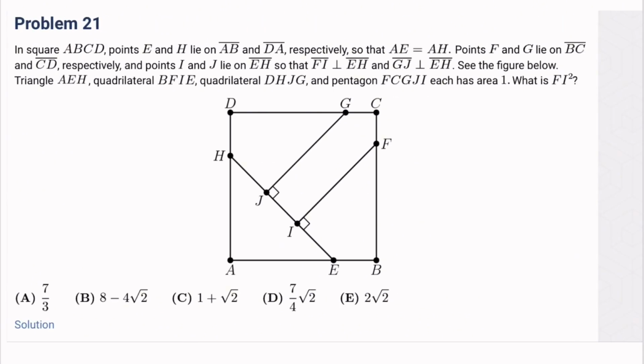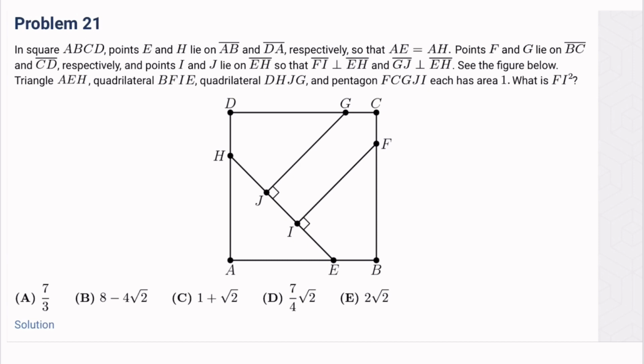Number 21. In square ABCD, points E and H lie on AB and DA respectively, so that AE equals AH. Points F and G lie on BC and CD respectively, and points I and J lie on EH, so that FI is perpendicular to EH and GJ is perpendicular to EH. See the figure below. Triangle AEH is this one, and then quadrilateral BFIE, this one, quadrilateral DHJG, this one, and pentagon FCGJI, this one, they all have area 1. What is FI squared? So we want that length squared.